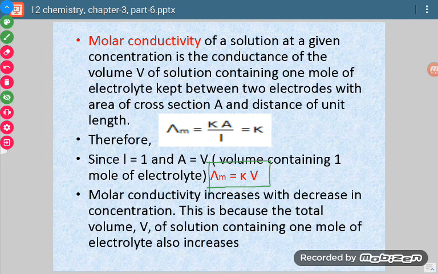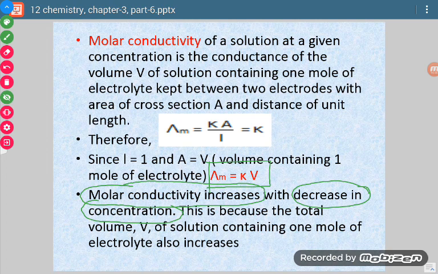So if we dilute our solution, then the volume will increase, and lambda m depends on volume. So if the volume increases, the molar conductivity value will increase. Now, as we discussed, when we increase the volume, the concentration value decreases, because the number of ions per unit volume decreases.